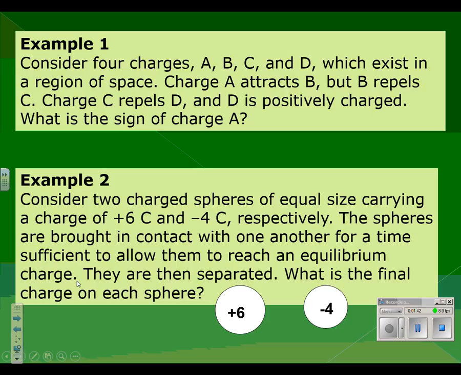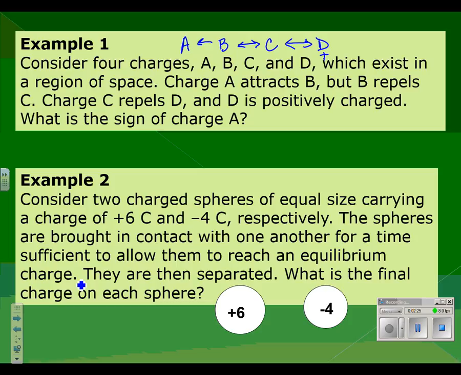Consider four charges, A, B, C, and D, which exist in a region of space. Charge A attracts B, but B repels C. Charge C repels D, and D is positively charged. What is the sign of A? We have to think about this as positives and negatives. So, we say that A is going to attract B, but B is going to repel C, and C repels D, and D, we were told, was positively charged.